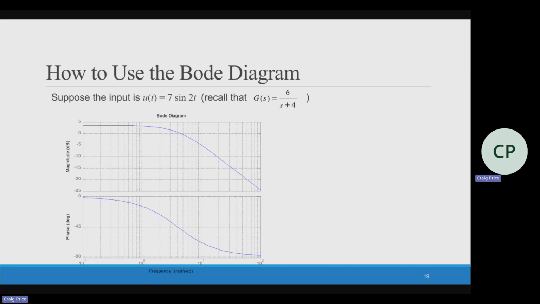In fact, you know what? You've got MATLAB pulled up. Let's plug that back in. 6 over s plus 4. That's our transfer function. So instead of doing the sinusoidal transfer function and having to solve for magnitude and phase, we're just going to let MATLAB plot this Bode plot for us. Okay, now what I want to figure out is if the input is 7 sine 2t, what will our outputs be?